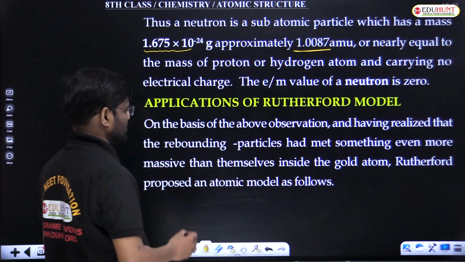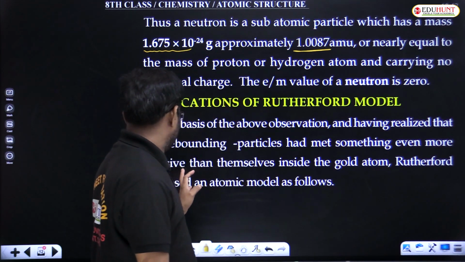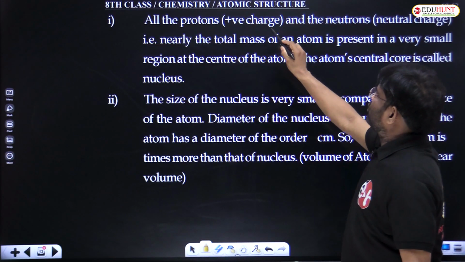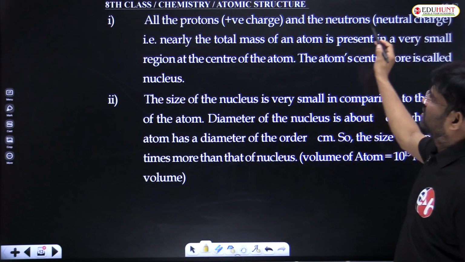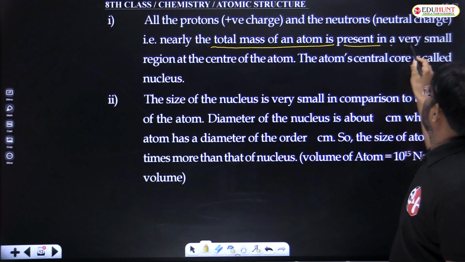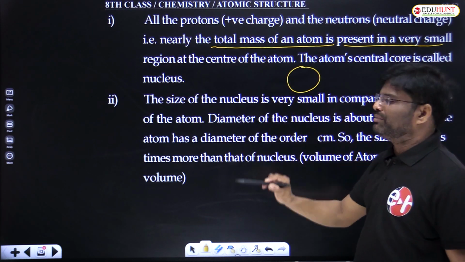So what is present in this? The alpha particles met something more. All the protons, which carry positive charge, and the neutrons are present at the center, and the total mass of the atom is present in a very small region. So like this, an atom is assumed.